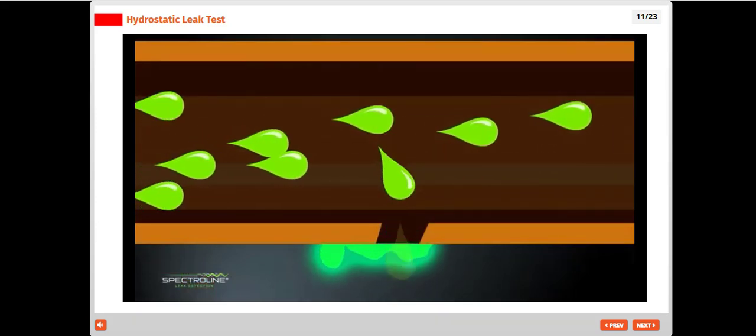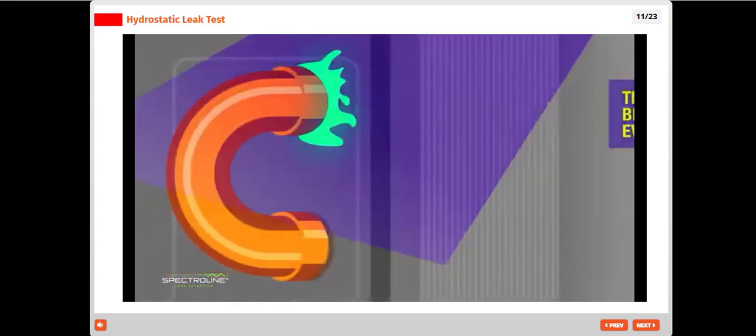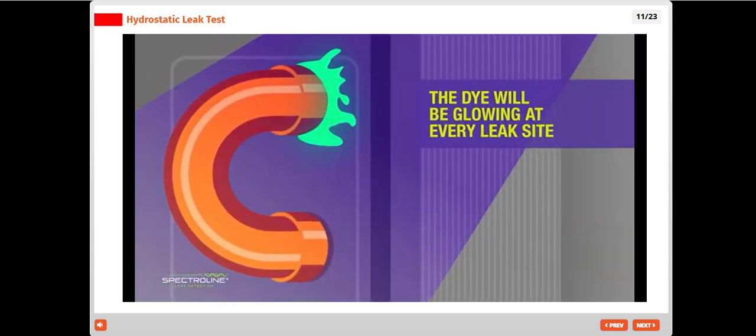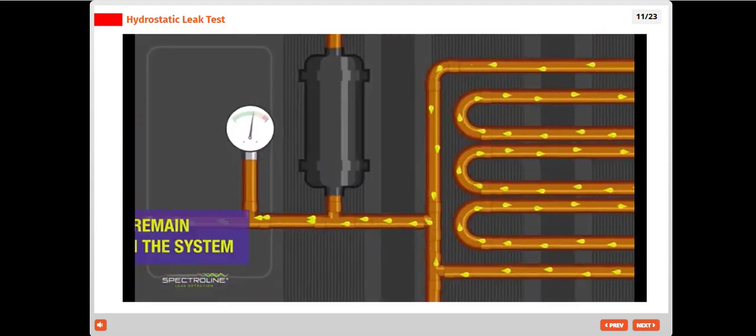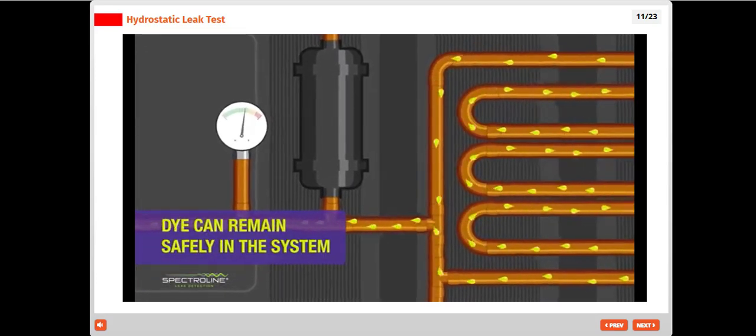The dye-refrigerant mixture circulates and accumulates even at pinhole leak sites. When scanned with a UV light, it's easy to spot where the dye is leaking from, and the dye can remain indefinitely in the system to quickly identify any future leaks.